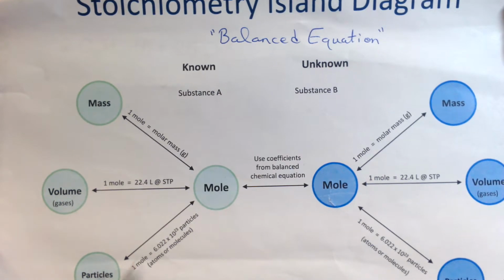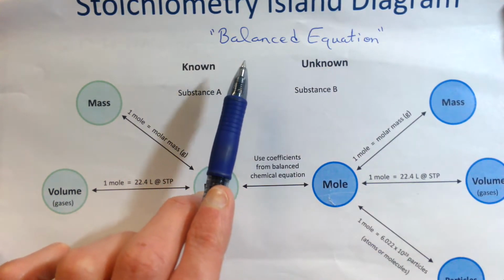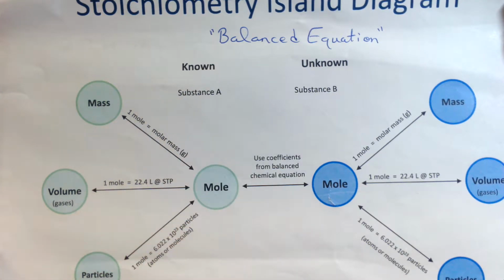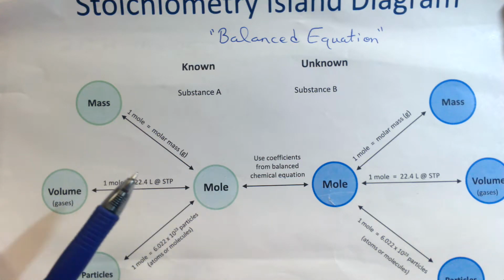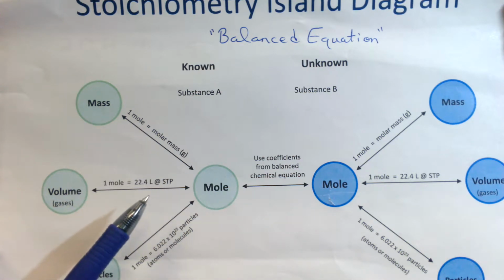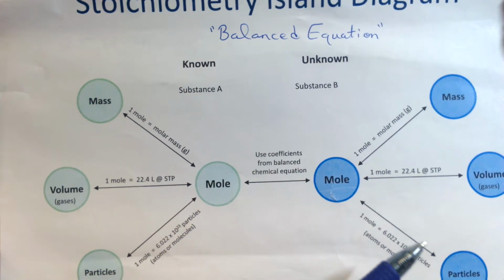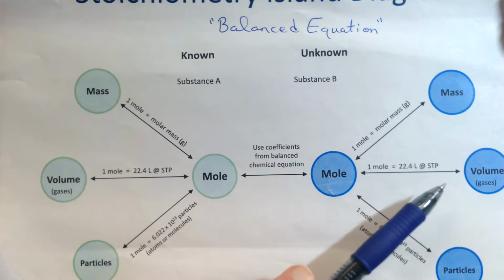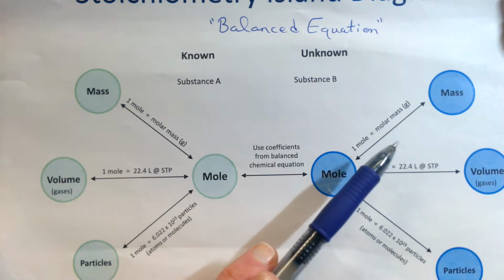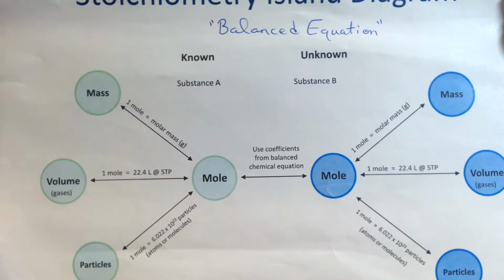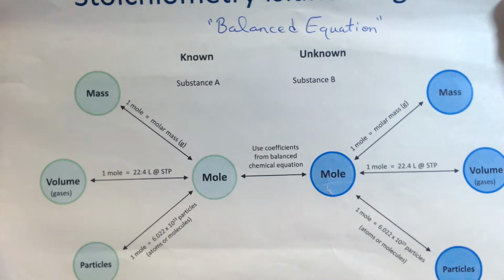The most important thing is to have a balanced equation, so we've got to make sure that the chemical reaction, the equation written, is balanced. And then we start at one of these particular islands and move across through a series of calculations to predict how many particles, how much volume or mass, how many grams will be produced of a particular product or needed of a particular reactant. So let's start working on this problem here.